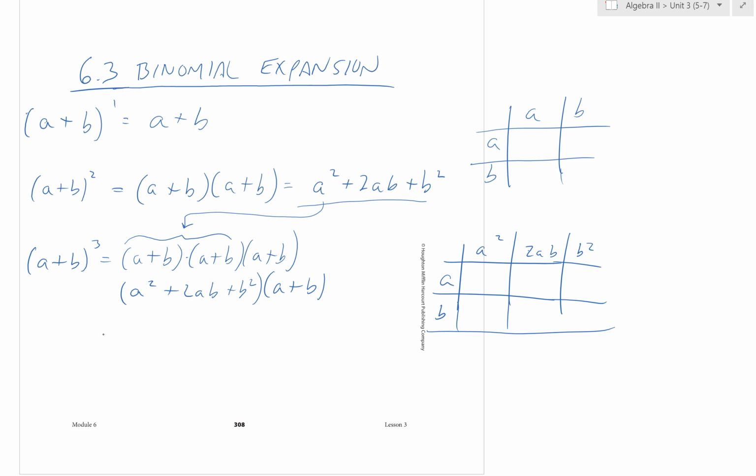And so when you do that, Molly, what do you get? What did your group come up with for a plus b cubed? Okay. Who's got that worked out? Adam? A cubed plus b cubed plus 3a squared b plus 3ab squared.